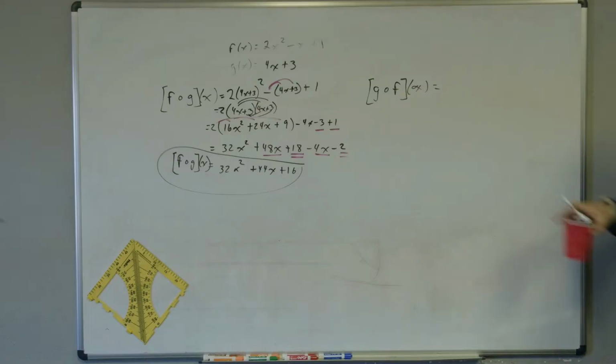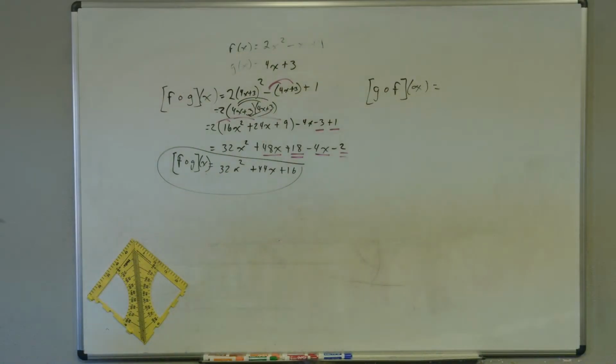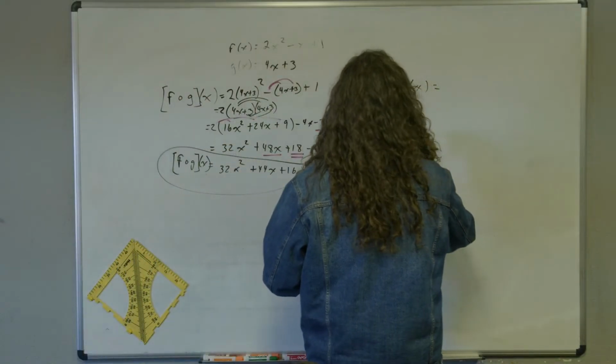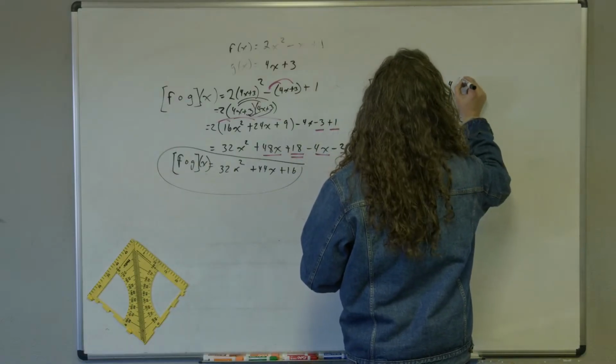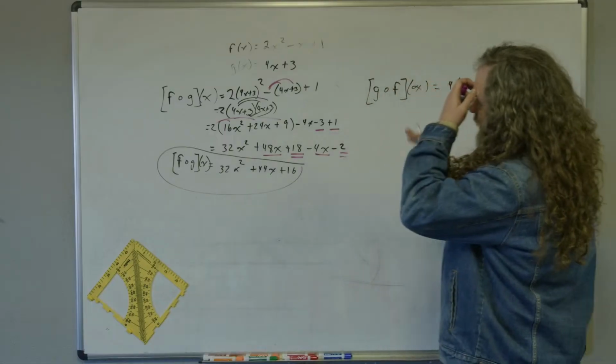This is a simple question. To find g of f of x, what do we do? We put f into g. Right? So we put g with parentheses where the variables are. So this equals 4 times plus 3. And we put all of f inside of there.